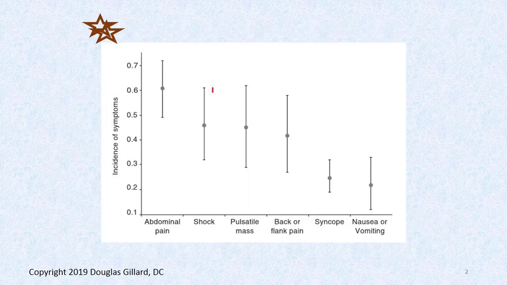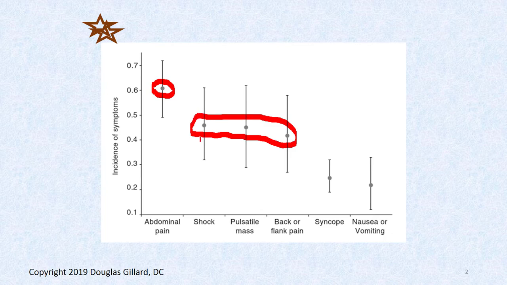All right, there's the official results. But by far, abdominal pain stood out from the others. Shock, pulsatile mass, and back pain were pretty close together. Syncope was back there a ways.